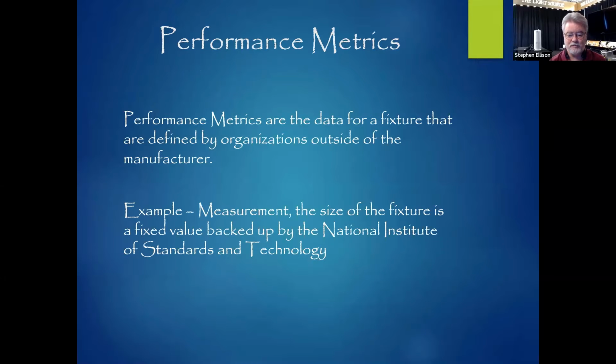An example is measurement. You know, straight standard thing. How big is it? So that's a very fixed value. The National Institute of Standards and Technology actually publishes and maintains how big something is. In the United States, we deal with inches. Everybody else in the world deals with millimeters. But there are precise measurements, so we can't change that. That's a performance metric that the manufacturer has no option but to give you the real thing, because you can check it. Your tape measure is just as good as theirs.